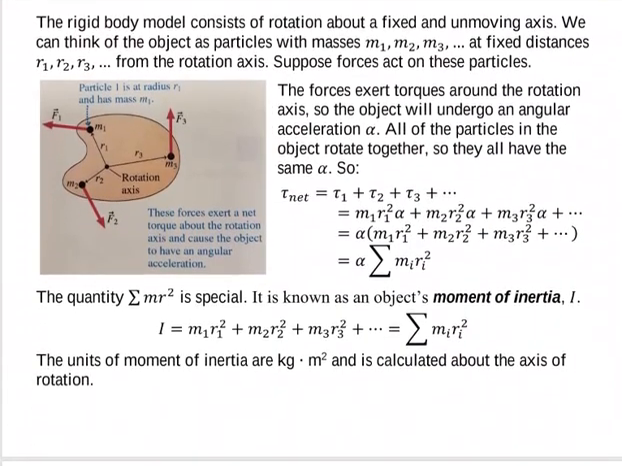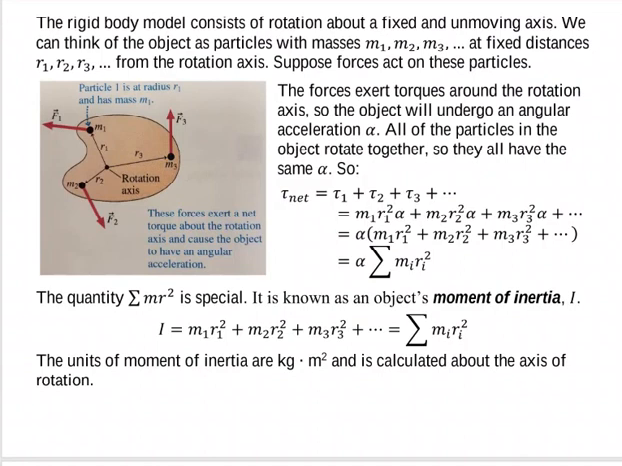So the rigid body model consists of rotation about a fixed and unmoving axis. So this body is rotating about itself at a point. Here it is, this point right here, that's the rotation axis, and it's not moving, it's not translating, just rotating around. And this object can be whatever shape it wants to be. That shape there is just indicating some random object, okay?